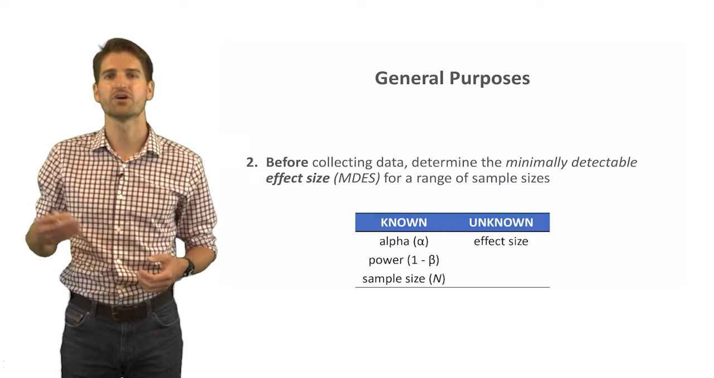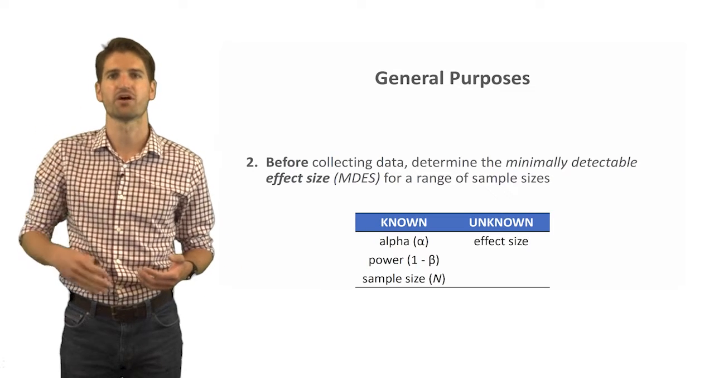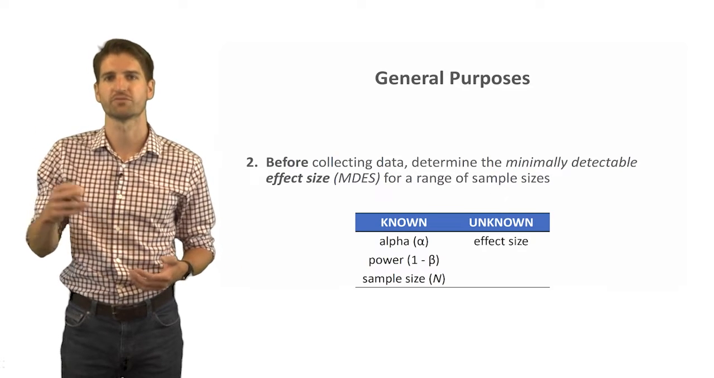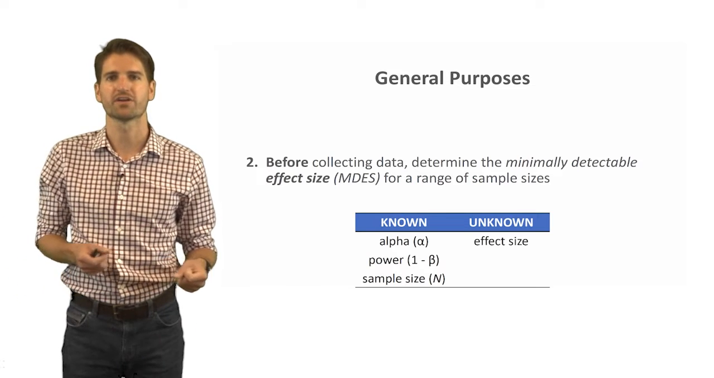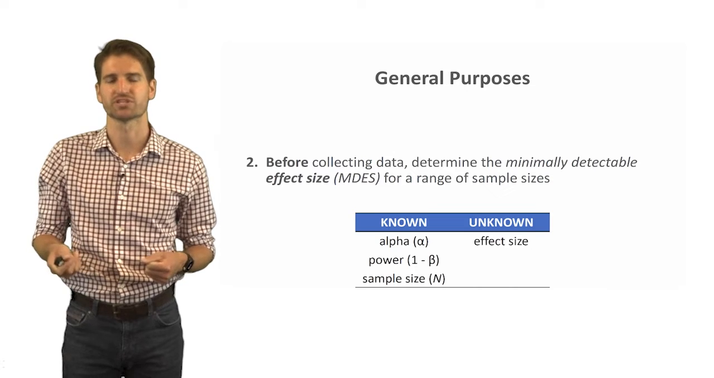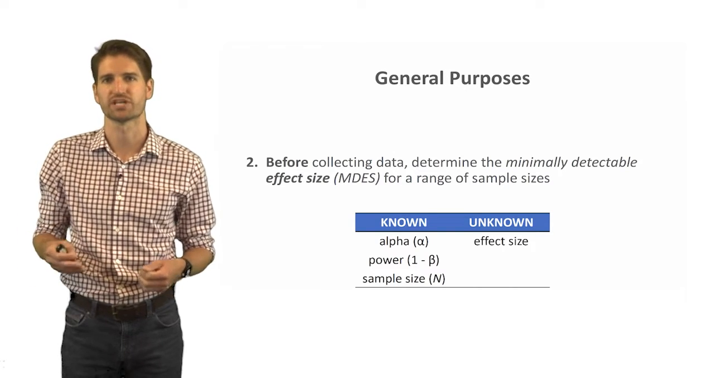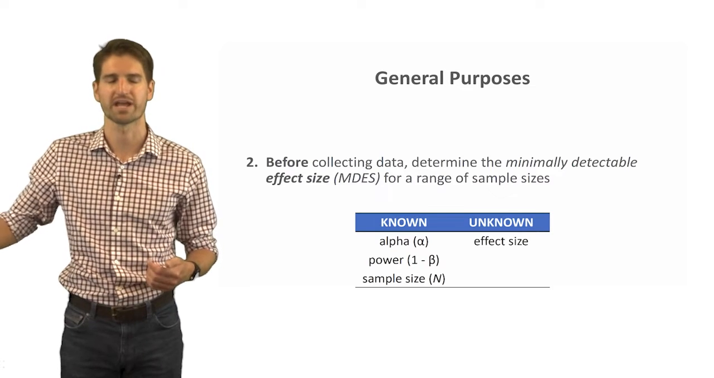Well, then the unknown is, what is the minimally detectable effect size for each level, or for each sample size? And you can actually develop a power curve in this way, and you can figure out, okay, well, what is it that we need to aim for here at each sample size? What can we actually detect in terms of effect size at each sample size along that continuum of the range?